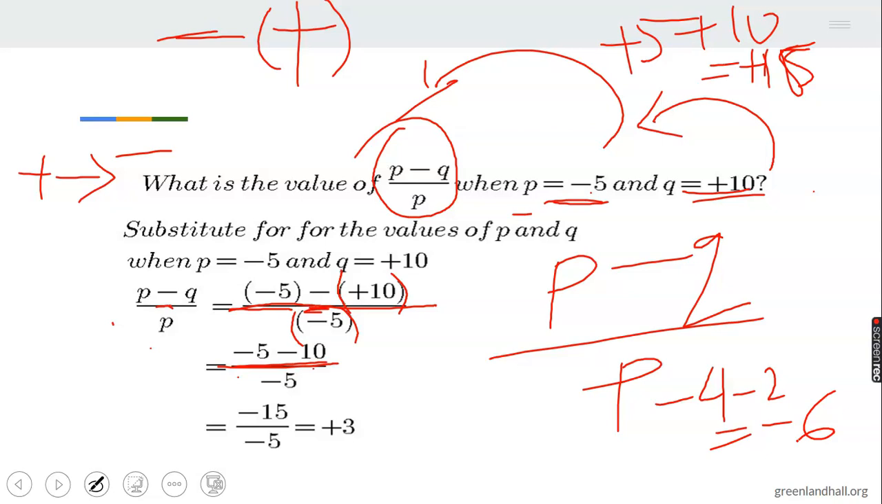Now, don't forget, minus will cancel minus. When they cancel, it becomes plus. 5 here, 1, 5 here, 3. That means our answer equals to plus 3. That means the value of this algebraic term equals to 3 when you substitute for the values of P and Q respectively.